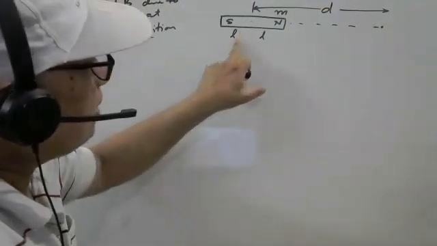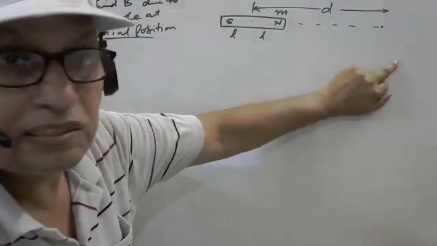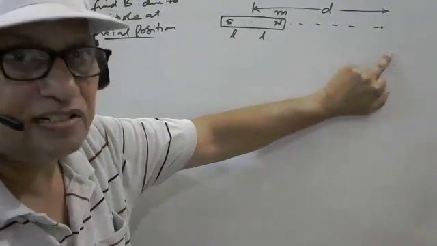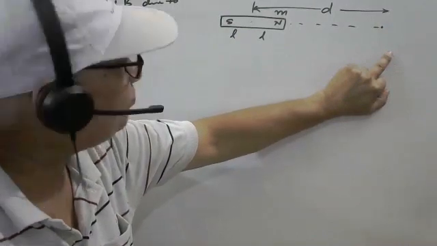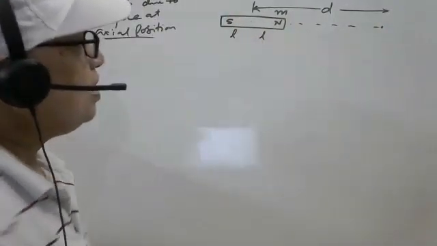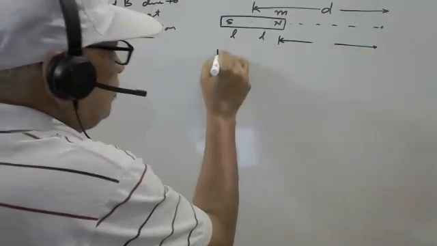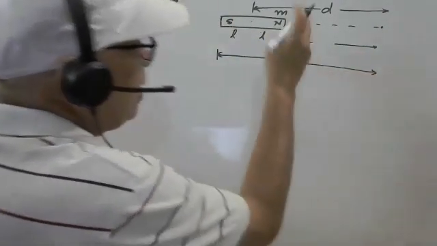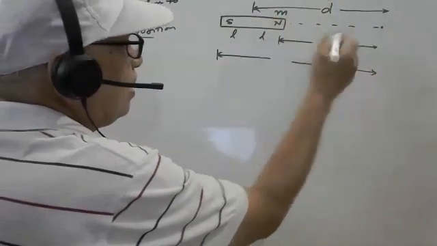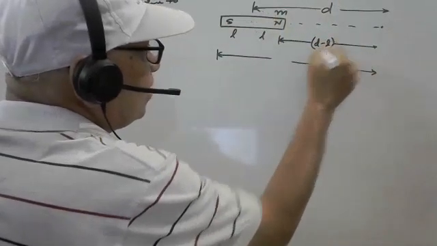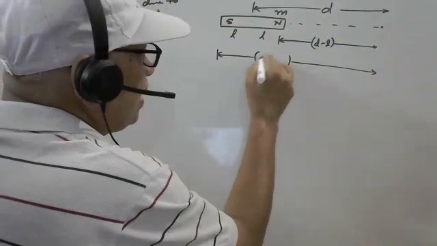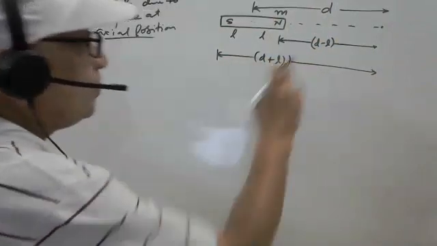d is the distance of this particular point, where we are interested to find out the magnetic field, from the center. Now from the north pole, what is the distance here? And from the south pole, what is the distance here? Simple, d minus l. And here d plus l.